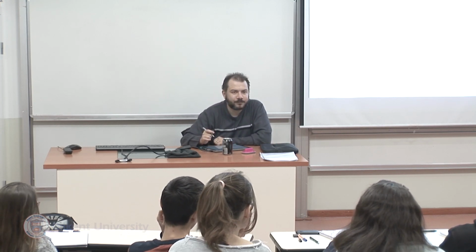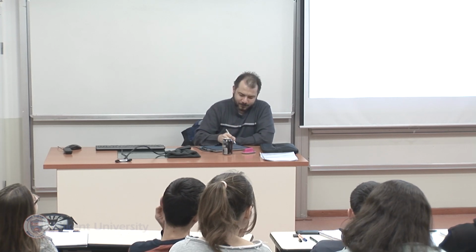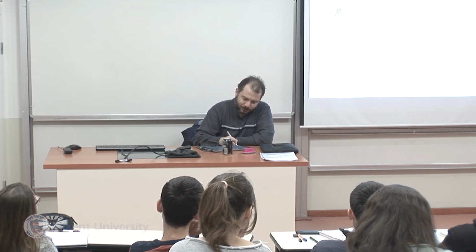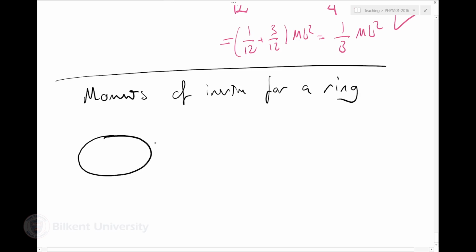Let me calculate moments of inertia for two different objects because they are easy. For a ring, if I have a ring, a circle of mass m and radius r, and that's rotating around its center of mass, what is the moment of inertia?